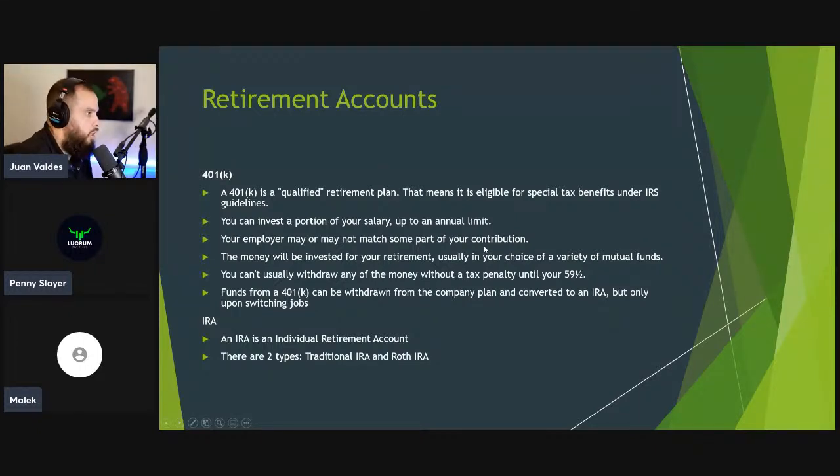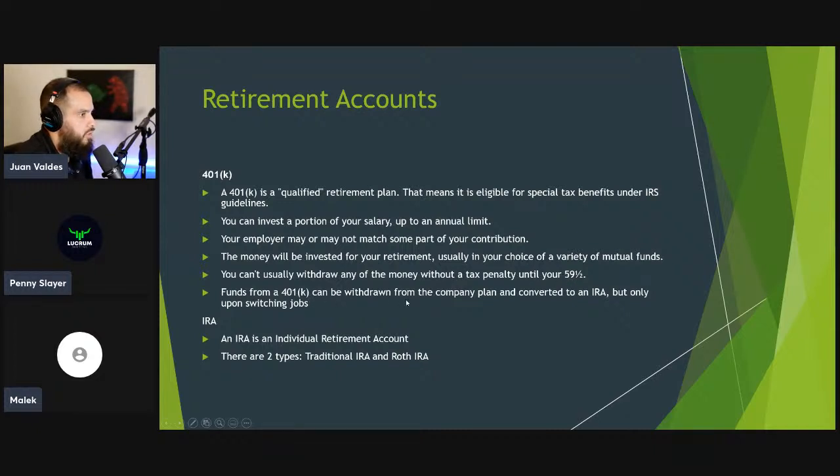Okay, so then retirement accounts. We have the 401k, which is qualified as a retirement plan. You get special benefits. You can invest a portion of your salary up to an annual limit. Your employer may or may not match some parts of your contributions. Most companies match 3 to 5%. So if you contribute 3 to 5%, they'll match that 3 to 5%. The money will be invested in your retirement, usually in your choice. And you can usually withdraw your money without tax penalty after you're 59 and a half.